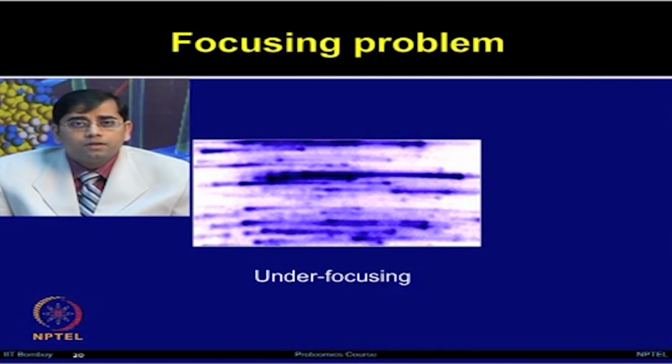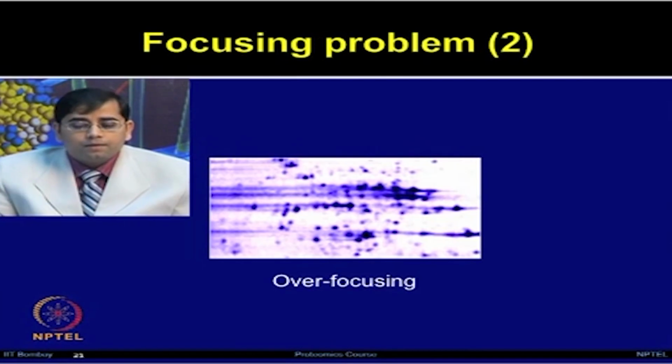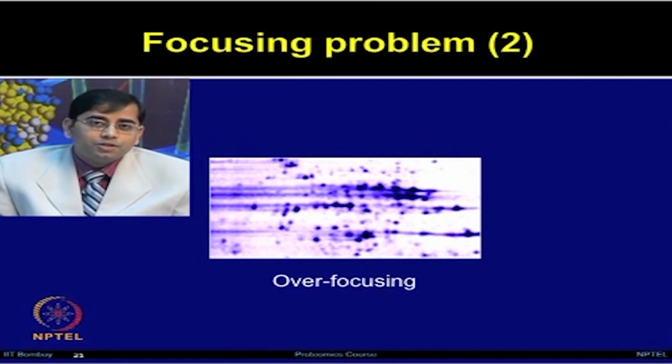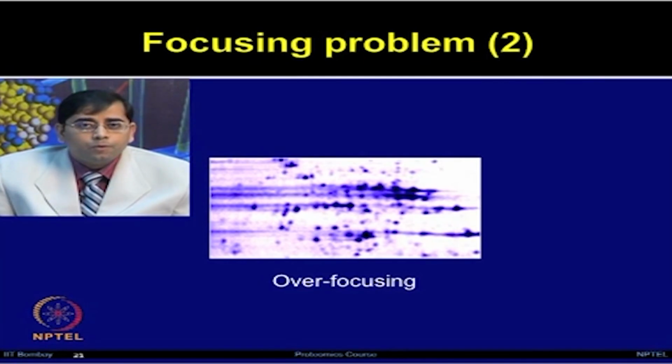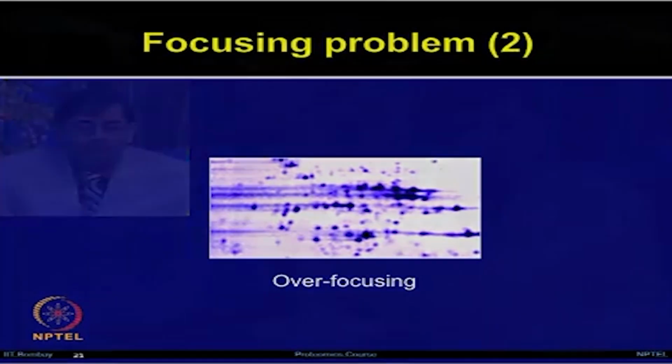Often, if your voltage setting is not correct and is insufficient for complete focusing, it may result in under focusing, as shown in this image. Now, if you have run too much voltage and the overall volt hour is very high, then it may result in over focusing. So, optimizing a focusing protocol for the appropriate duration and overall volt hour is very important.